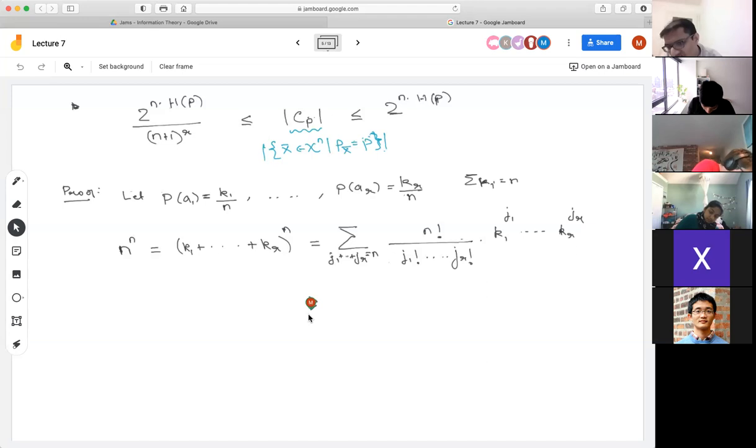We'll use a simple bound. First of all, I should say that I'm only going to prove one side of the inequality I claim, the slightly harder side. I'll leave the other as an exercise. So I'm proving the lower bound for now. Here we'll just estimate this term by saying the right-hand side is upper bounded by the number of terms times the largest term.